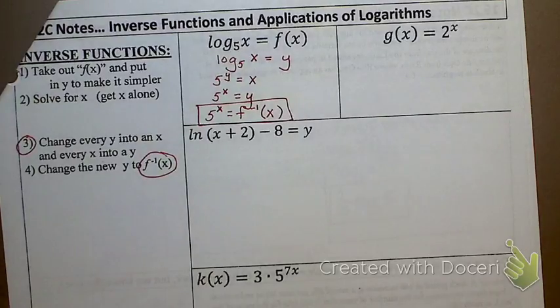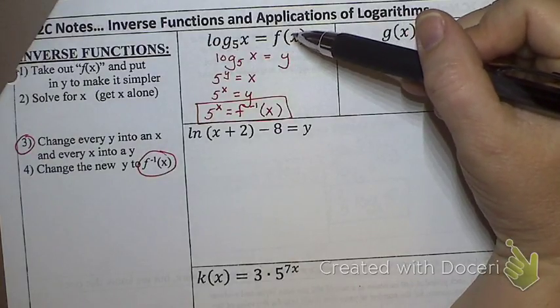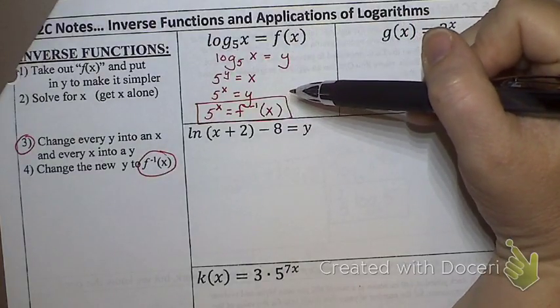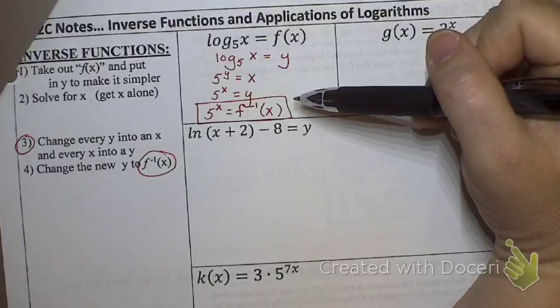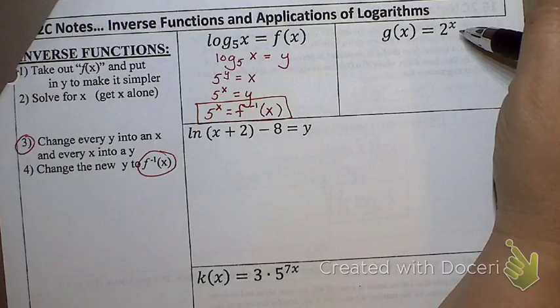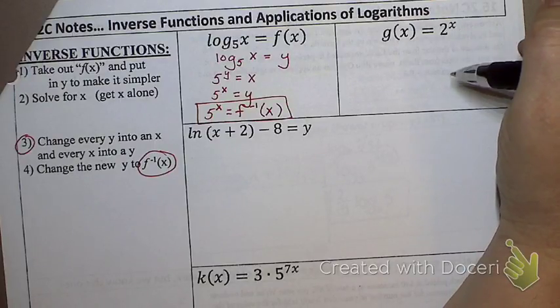Pretty easy? Okay. Now I want you to notice something. This original problem was a logarithm. Was its inverse a logarithm? No. What's its inverse? Exponential. Okay. What if we started with an exponential? What do you think is going to happen? The inverse is going to be a log. Exponentials and logs are inverses of each other. Let me repeat that because it's important. Exponentials and logs are inverses of each other.